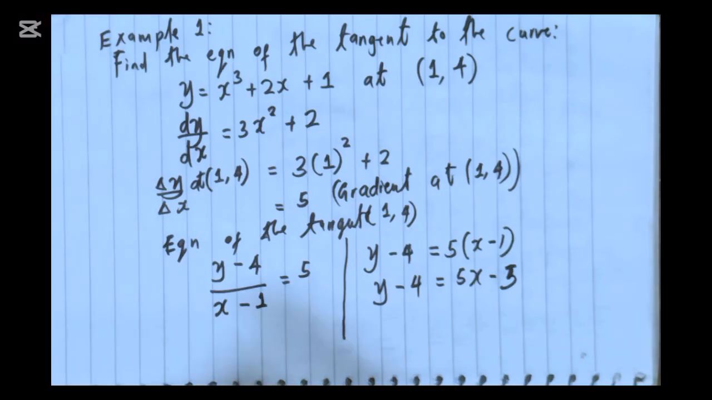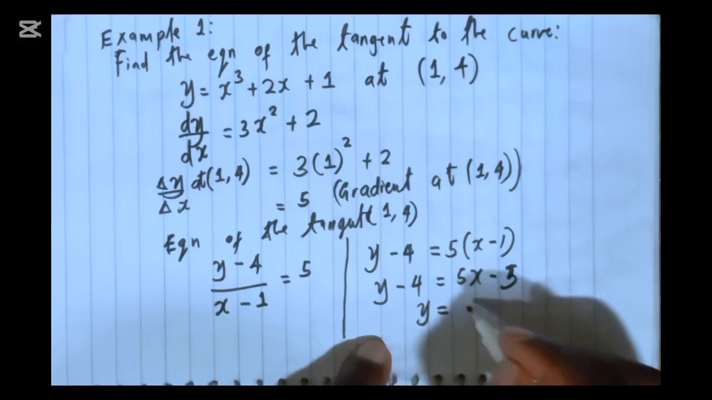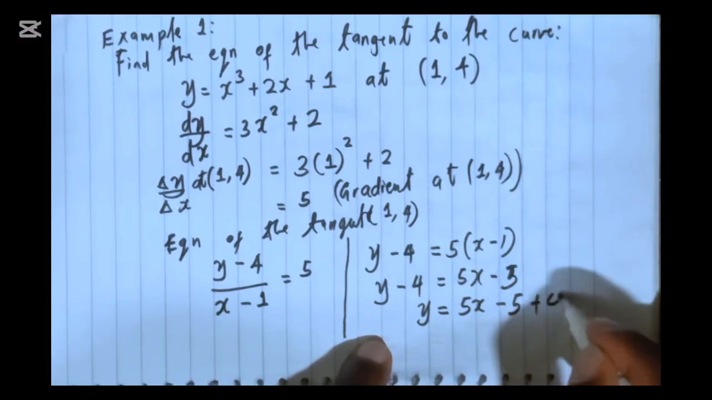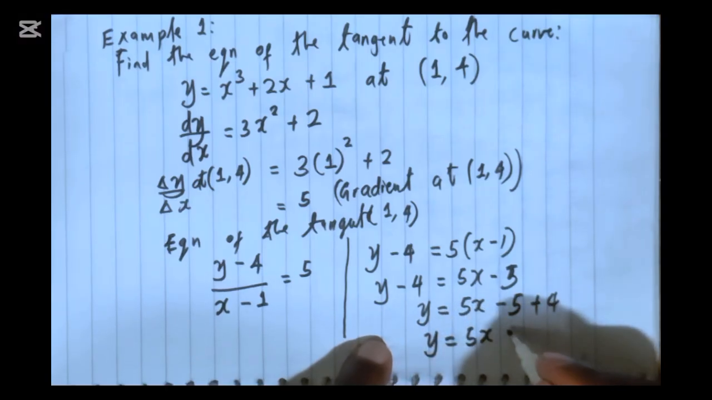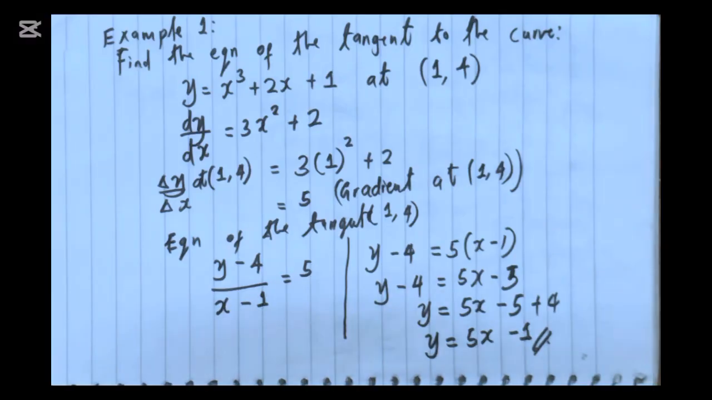So we make y the subject of the formula, and so y equals 5x minus 5 plus 4, which simplifies to 5x minus 1. And so the equation of the tangent to the curve at the point (1, 4) will be given by this equation here, that is y equals 5x minus 1.